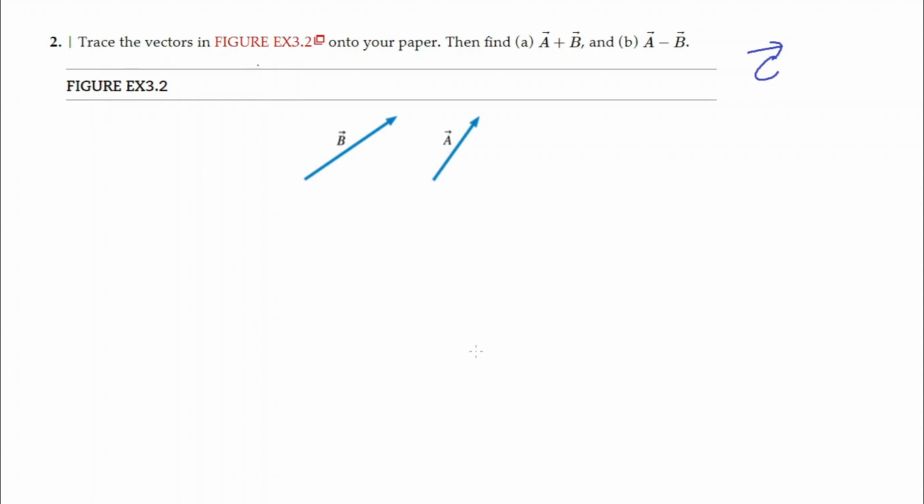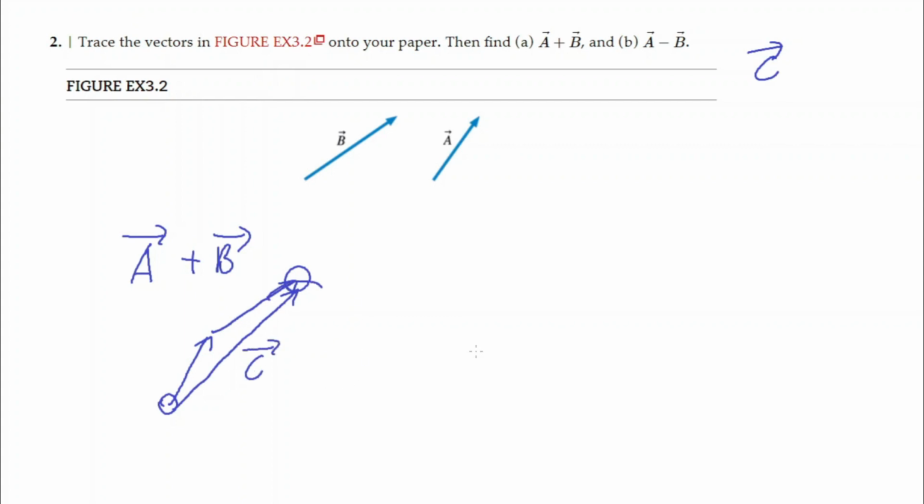So number 2 is trace the vectors in this figure onto your paper and then find a plus b and a minus b. So let's take a look at vector a plus vector b. So again, we're going to use the vector rule, in which vector a is going to be that, and then vector b is going to be also in the same direction a little bit, but a little bit more east. Now we just connect the start of the first vector to the end of the second, in which our vector c is going to be going up like that. So that is going to be our vector c. It's going to be pointing northeast.